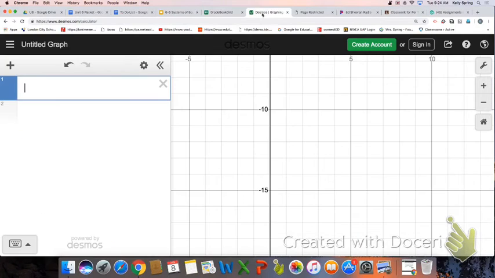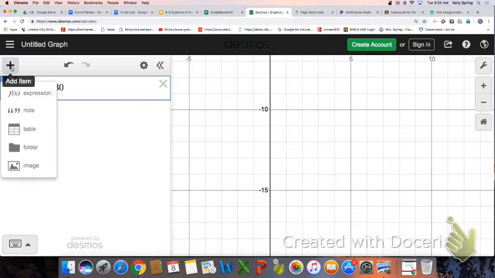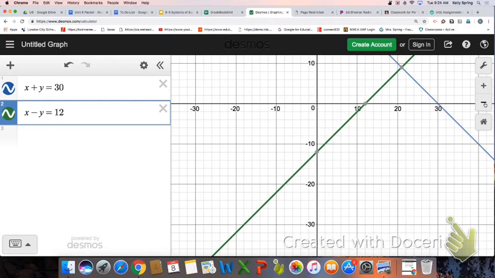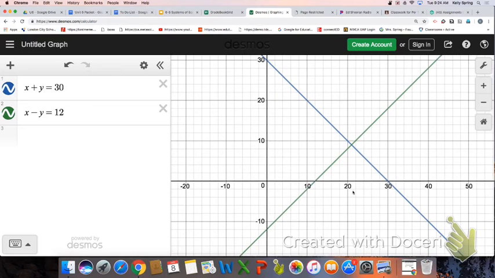So Desmos. If you go to desmos.com and click start graphing, it's going to prompt you to put in your first equation. So we say x plus y equals 30. And then to add a new one, you do plus expression. And then the second equation was x minus y equals 12. So we want to see where they intersect. Right now, I can't see much, so I'm going to zoom out. And you can click and drag it, and I can see they intersect right here.